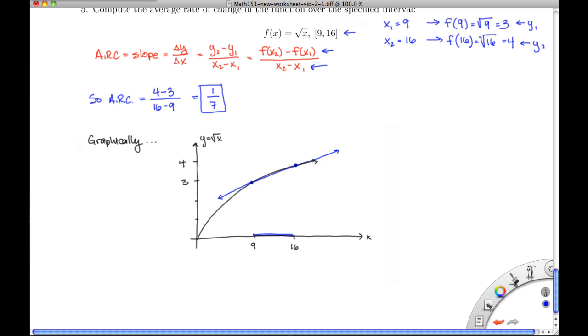We call this a secant line. So if we were to look at this line, the slope of it would be the 1/7 that we found. So the slope maybe here is a little bit more than 1/7. The slope or the rate of change of this graph at 16 is maybe a little less than 1/7. But on average, over this interval, the average rate of change or the average slope is equal to 1/7.